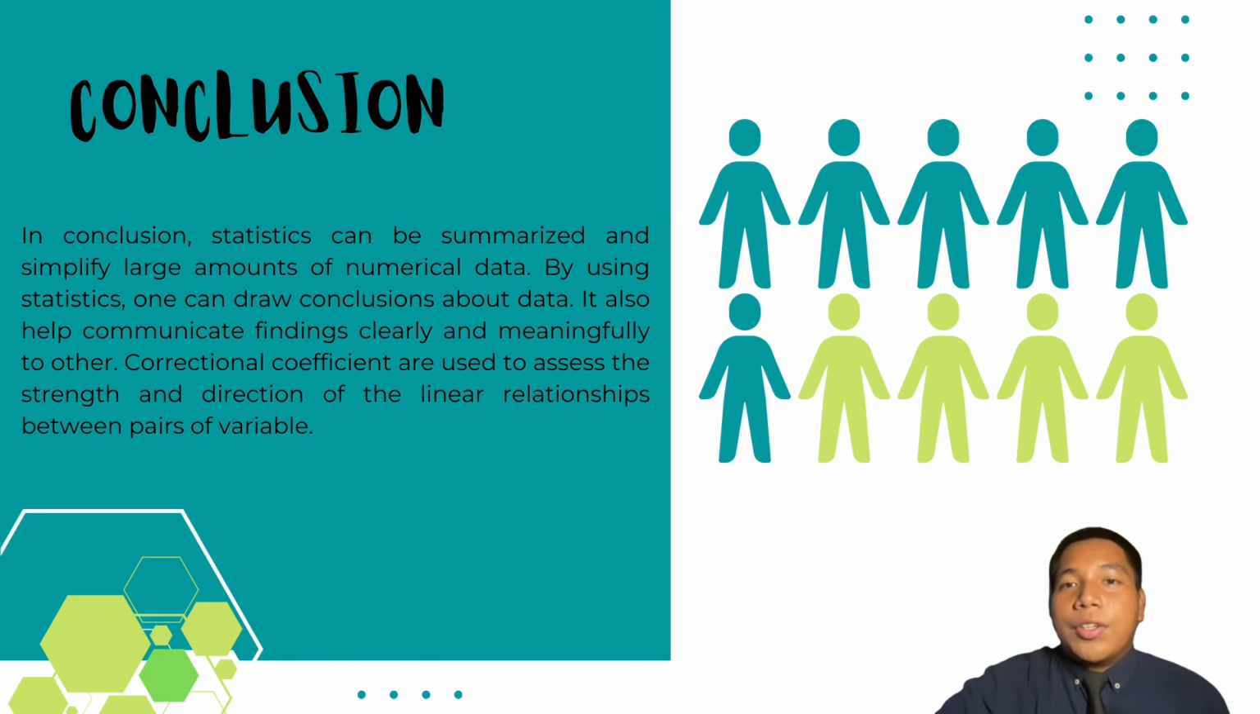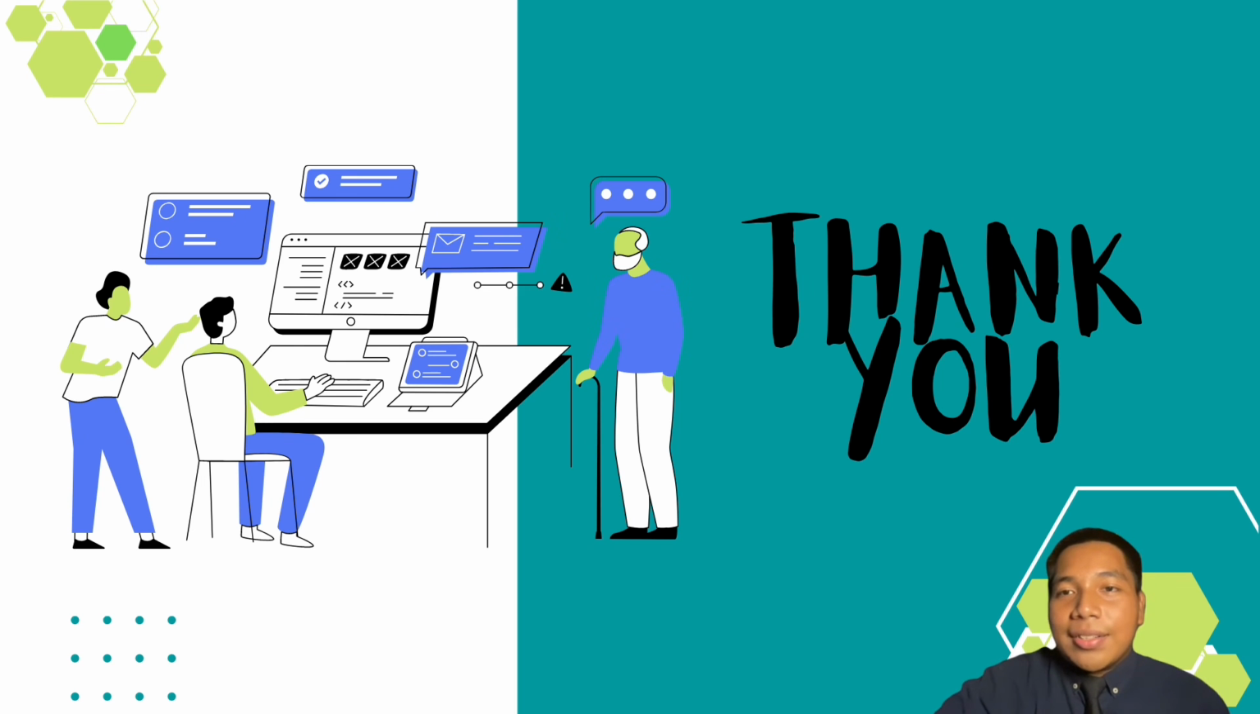Thank you, Zuhairah, for the presentation about simple linear regression. Next part is the conclusion. In conclusion, statistics can summarize and simplify a large amount of numerical data. By using statistics, one can draw conclusions about data. It also helps communicate findings clearly and meaningfully to others. Correlation coefficients are used to assess the strength and direction of the linear relationship between pairs of variables. That's all from us. Thank you.